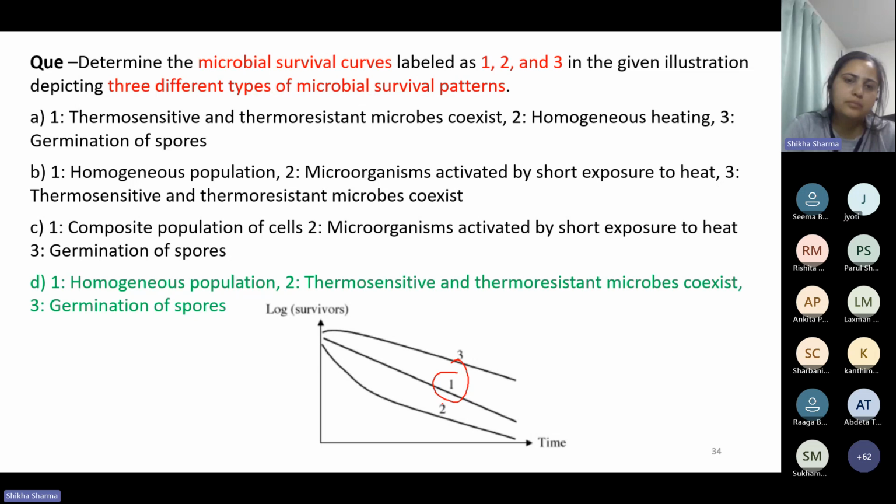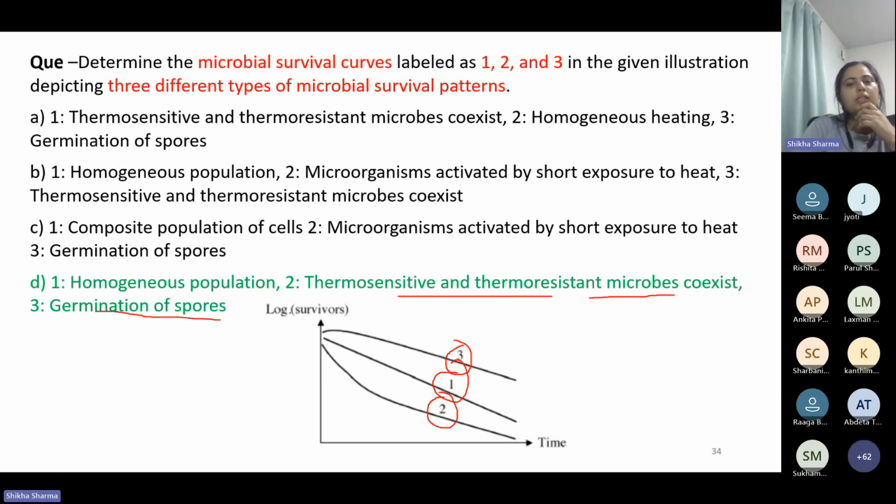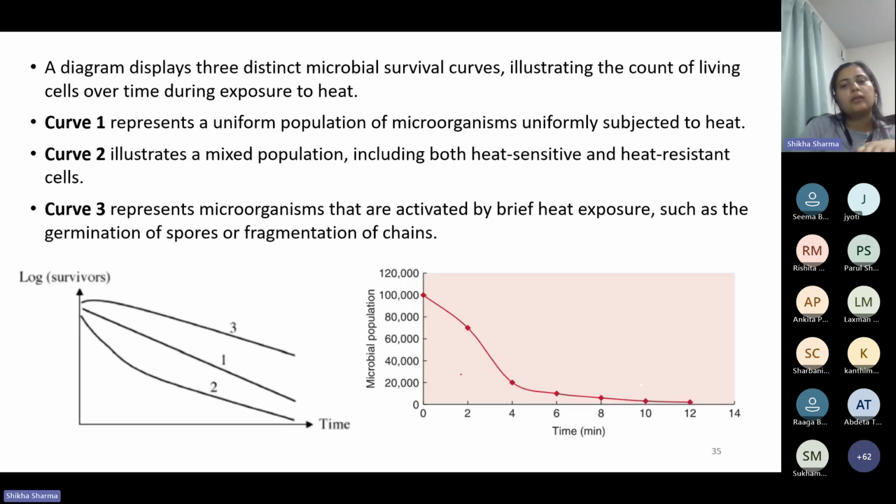According to me, in the second curve, why are you saying it's thermosensitive or thermoresistant microorganisms coexist, and in the third, germination of the spores? It's the relation between the survivors and time, so it's a semi-log curve, right? What happens is we are seeing how many microorganisms are surviving when we apply the heat, with respect to time.